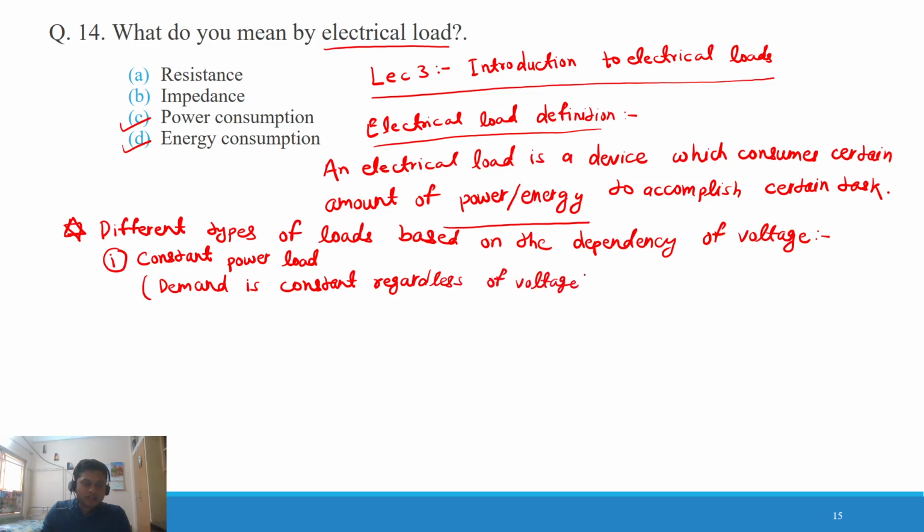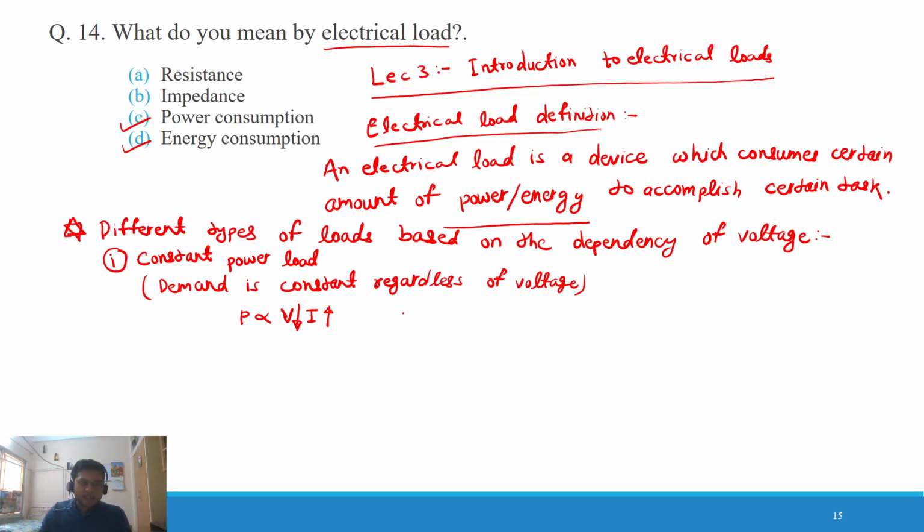Demand is constant regardless of voltage. We know that P is a constant, VI. So if you reduce V, then I will increase because it is a constant power load. And if you increase the voltage, then the current will reduce. It is not dependent on the voltage, it always takes constant power. Means if the voltage level is down, then it will extract more current. If the voltage level is up, then it will take less current, so that the power is constant.